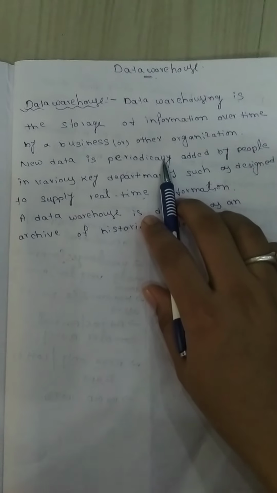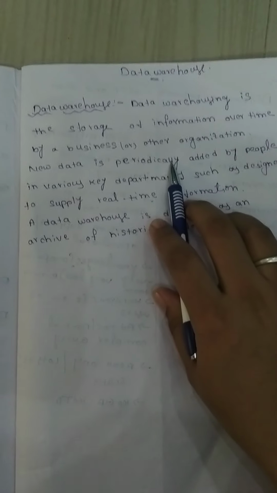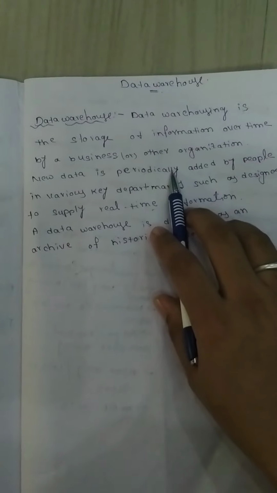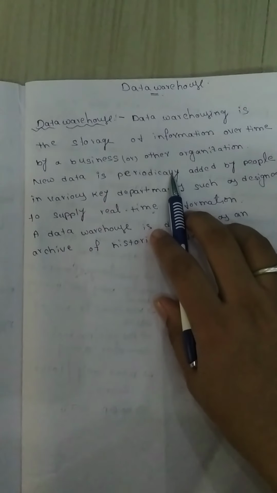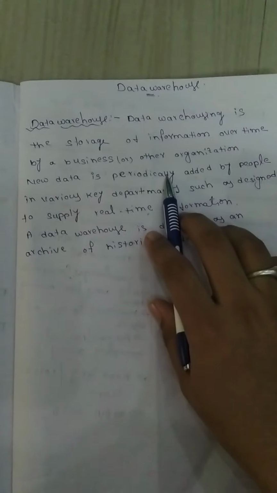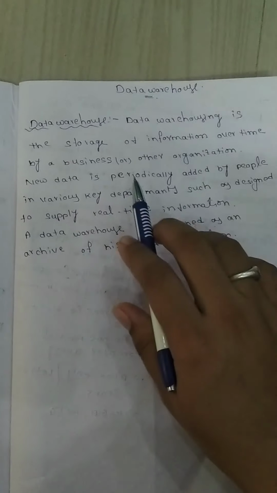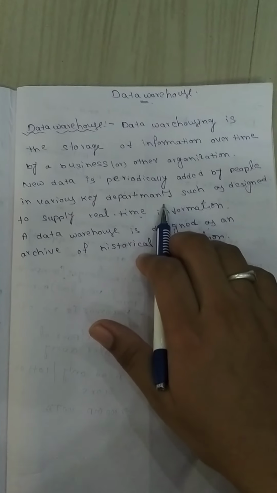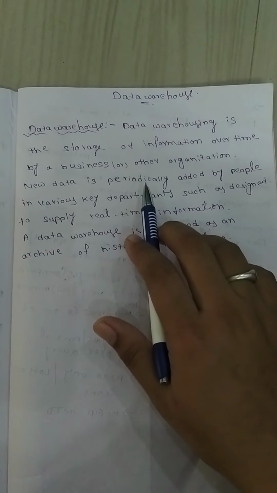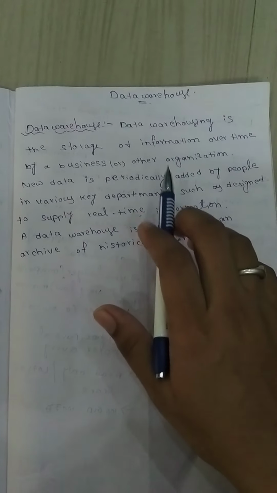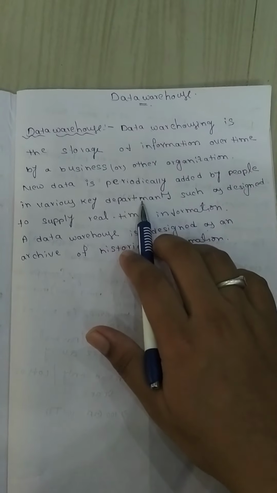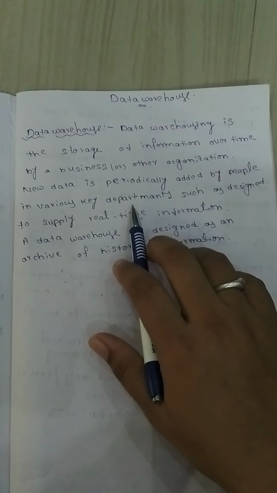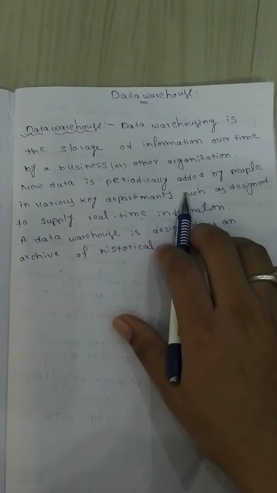For example, take one website, or a banking system. In that bank, what are the requirements they have? The customer information and the employee information, right? So, the customer information, current information or previous information, these are all must be stored in the data warehouse.